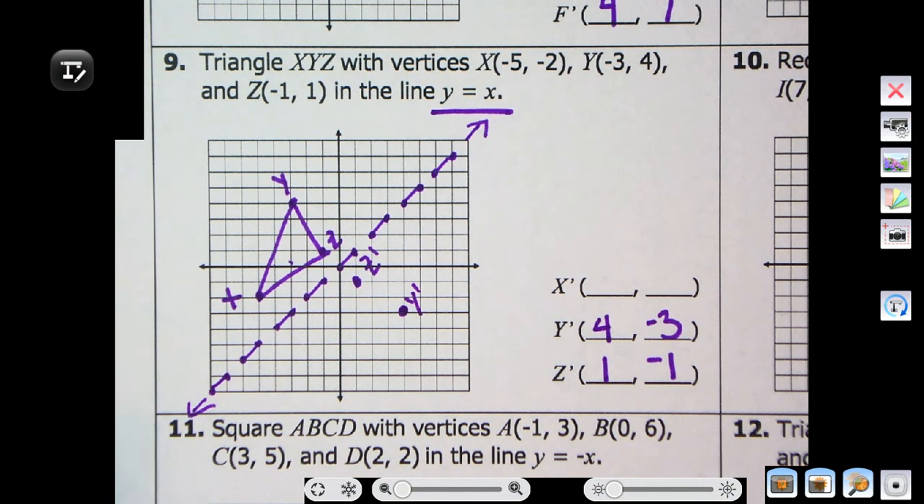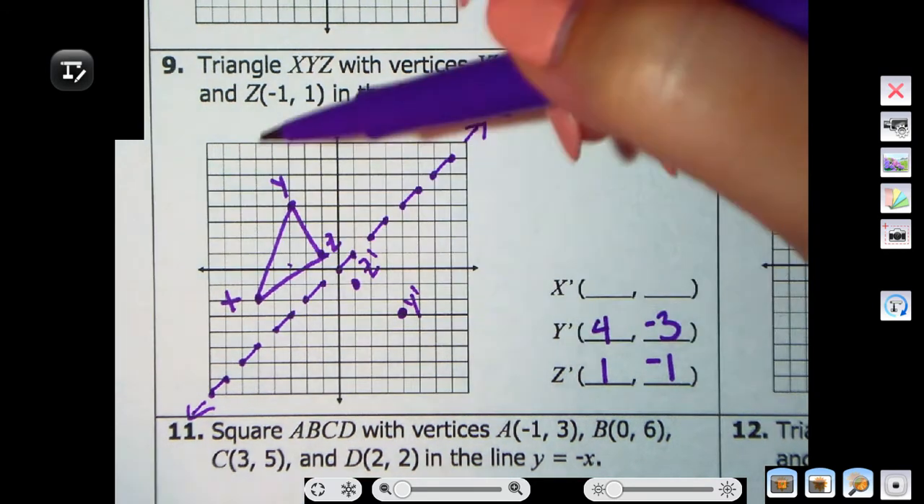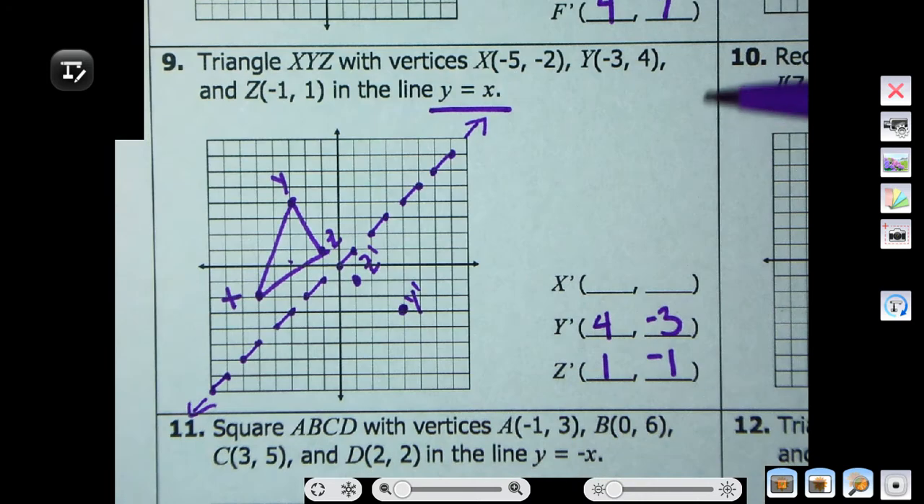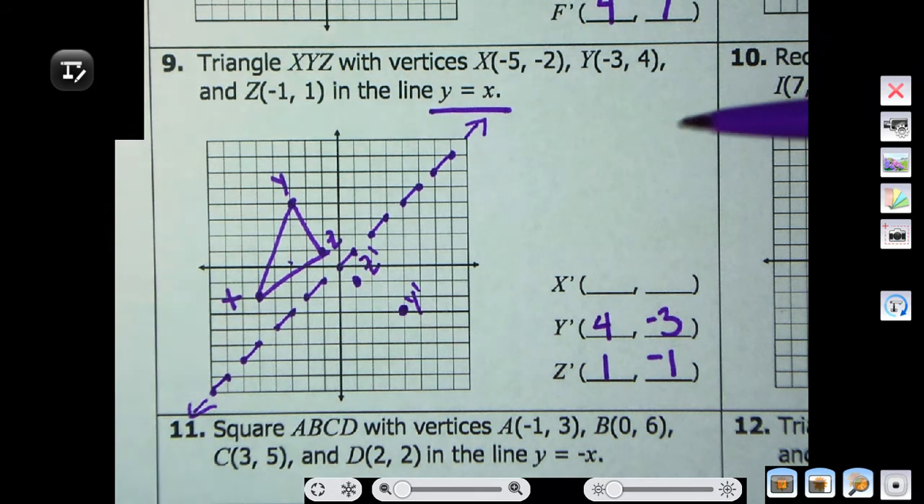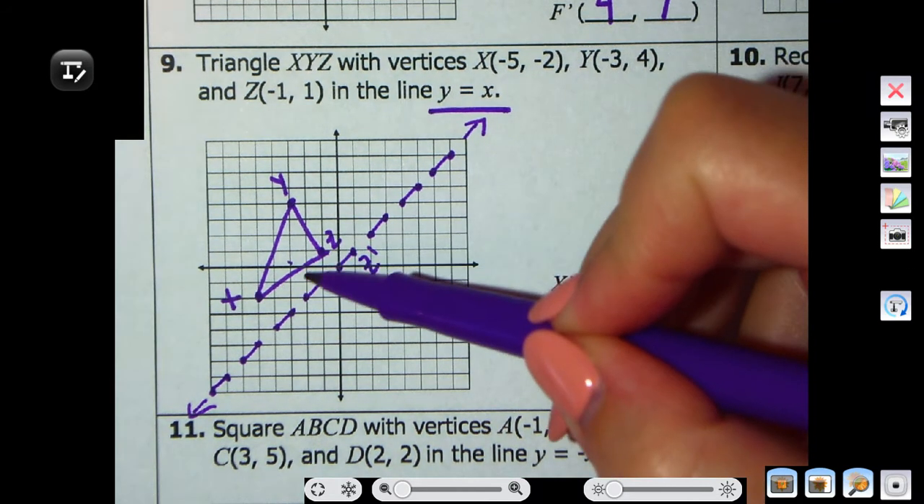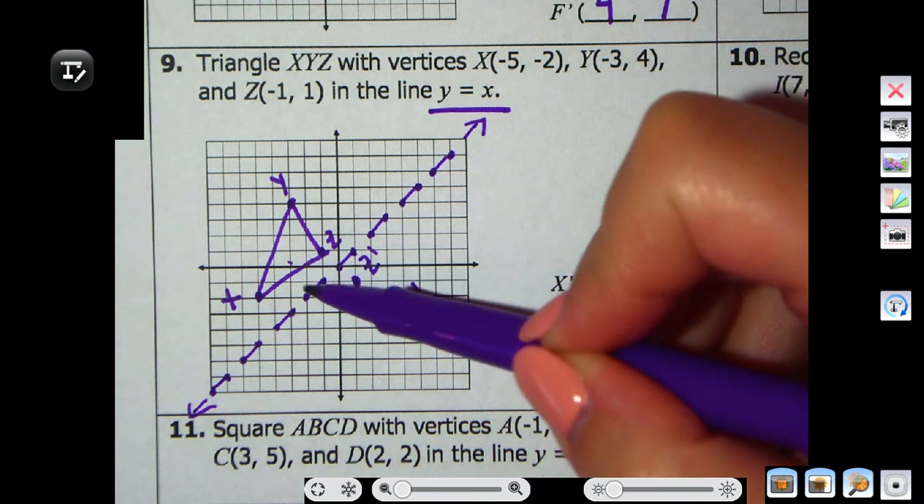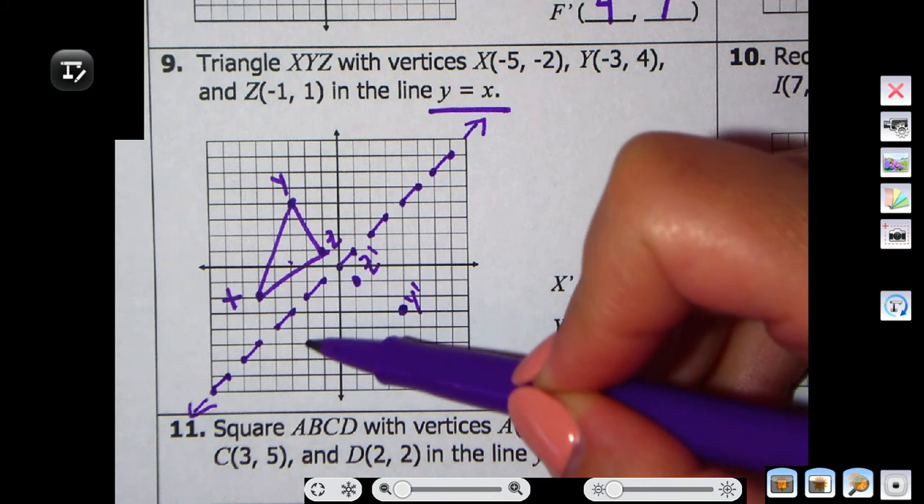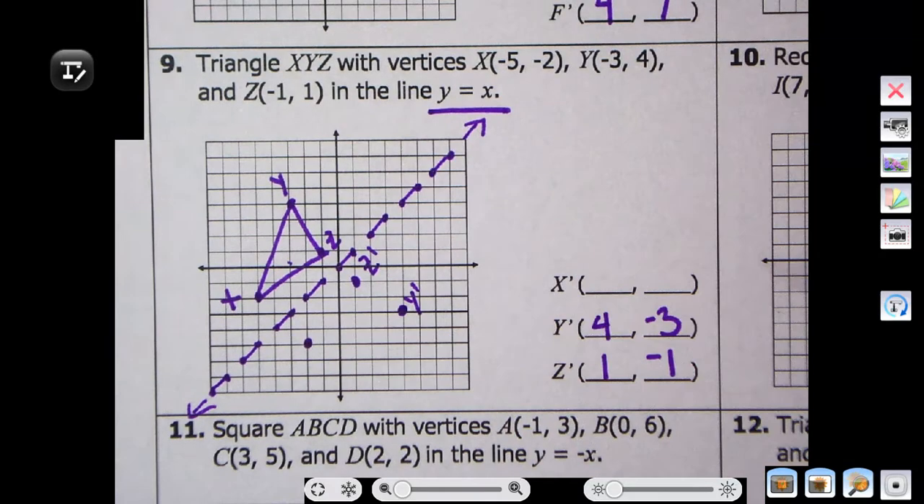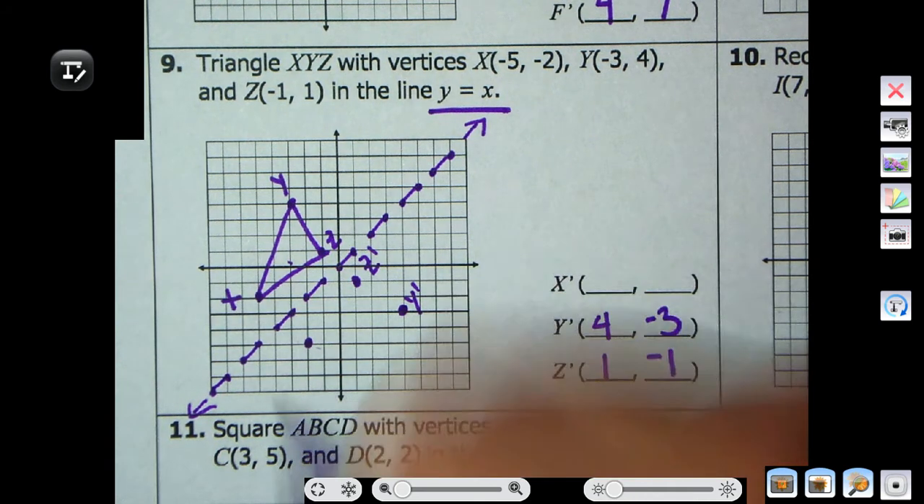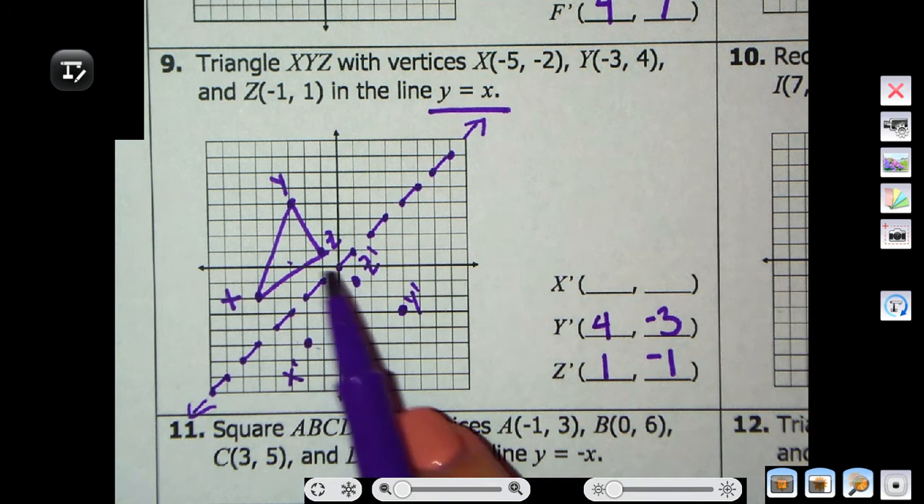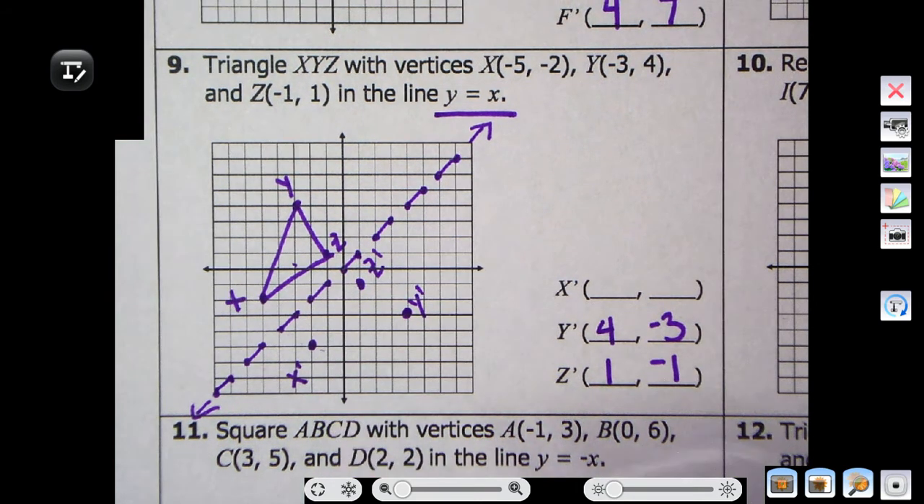Let's look at our last point, Z, or I'm sorry, X. And let's see how we can figure it out. So I'm going to reflect this X, and it's going to go to -2. So look how I kind of tried to make it like 1.5, 1.5. Now let's figure out what that point is. So it's at -2 down to -5.